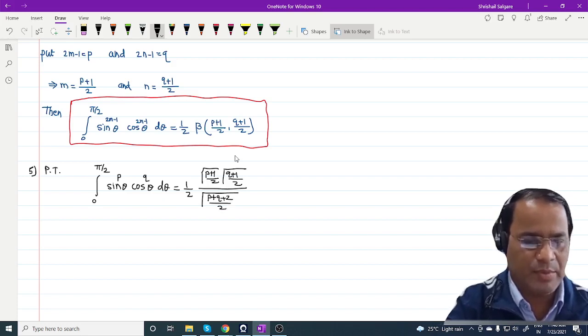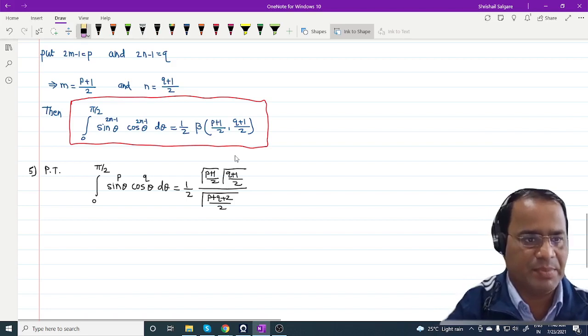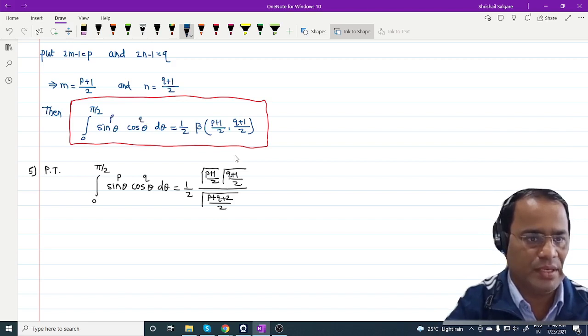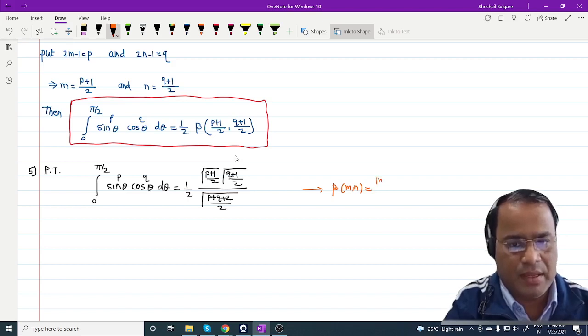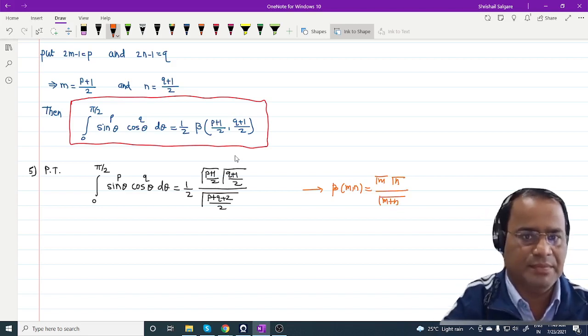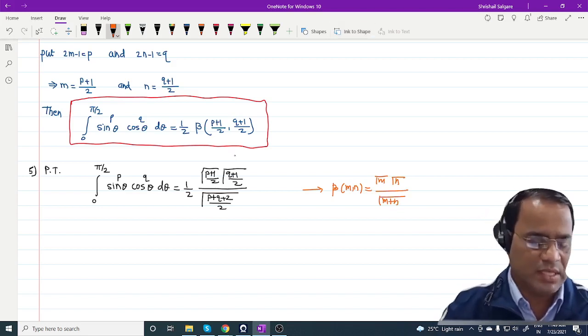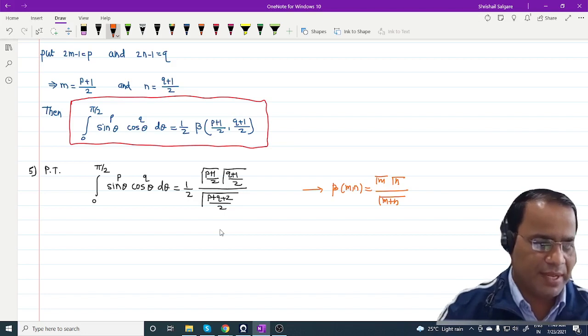Simply here I am using the relation between beta and gamma function. Here I have to write raised to p and raised to q. And to prove this relation, I have to use the property beta of m, n equals gamma m into gamma n divided by gamma of m plus n. That's why that property you can apply.